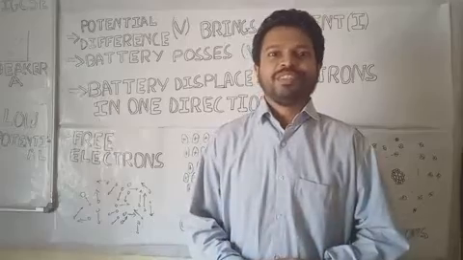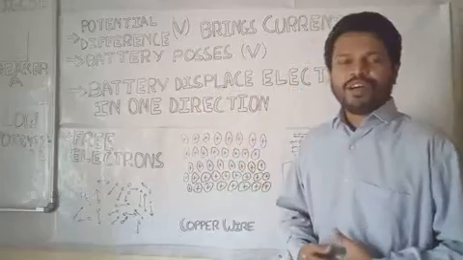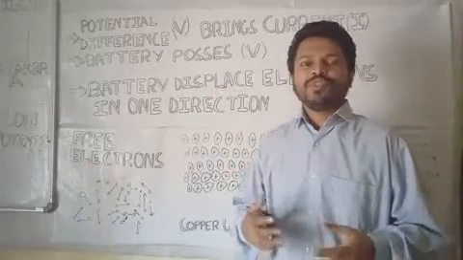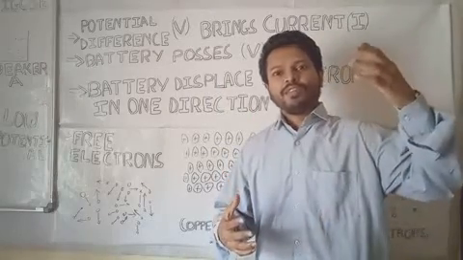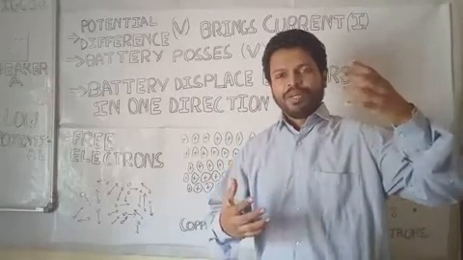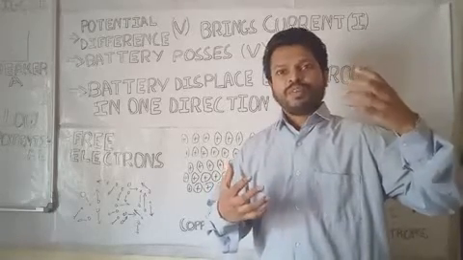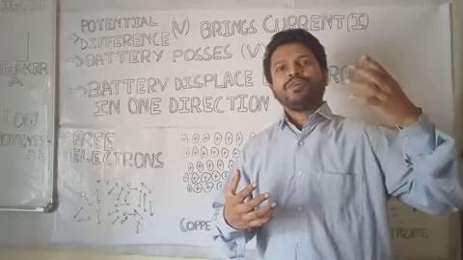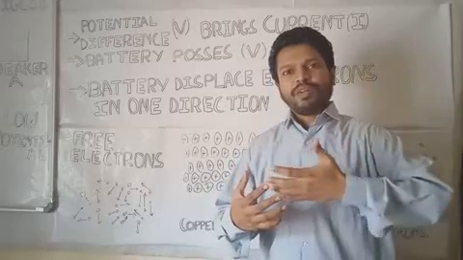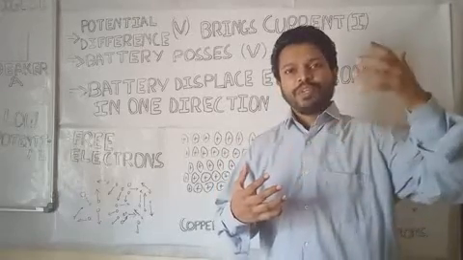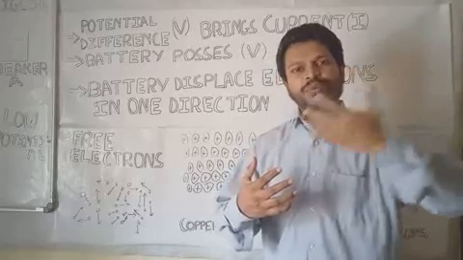What is potential difference? As mentioned here, potential difference brings current. How? You can visualize potential difference like you have two beakers, one at the top end and one at the bottom. These two beakers have a certain amount of water inside. The water on top will flow from the top level to the bottom level if there is a connecting tube between the two beakers. The water will always flow from the top level to the bottom level.